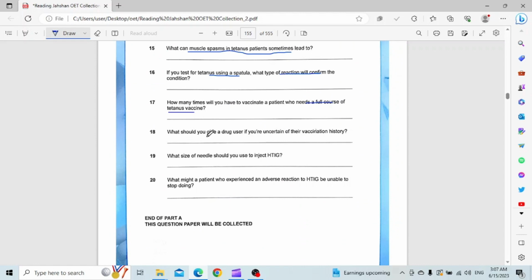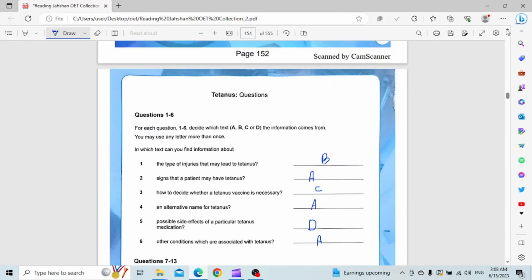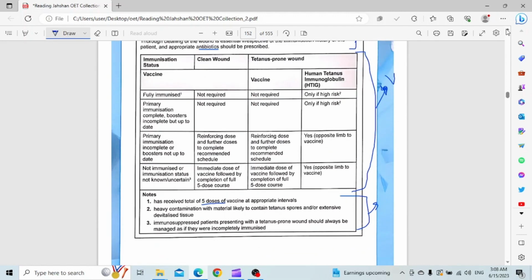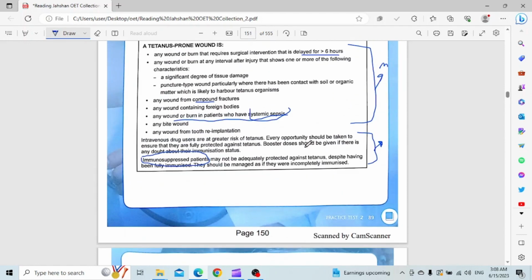What should you give a drug user if you are uncertain of their vaccination history? What do you have to give a drug user if you are uncertain about their vaccination history? You can find it here in the schedule, or in the part that talks about IV drug users, right? Every opportunity should be taken to ensure booster doses are given if there is any doubt of their immunization. So what should be given? Booster. Okay.